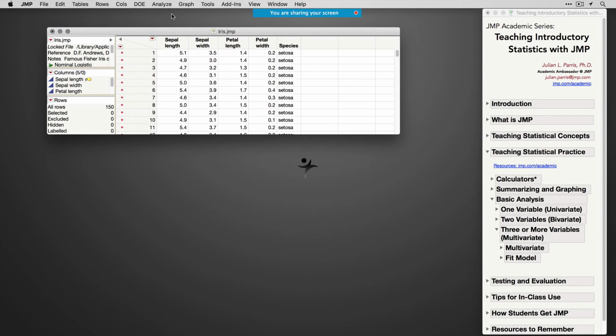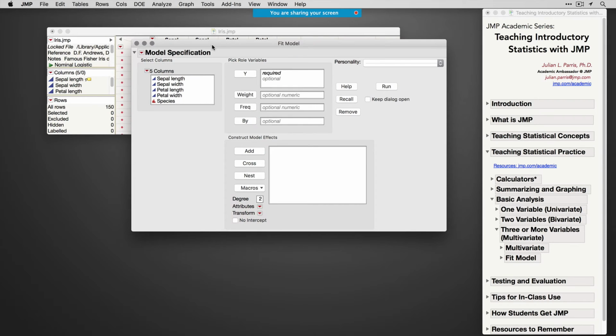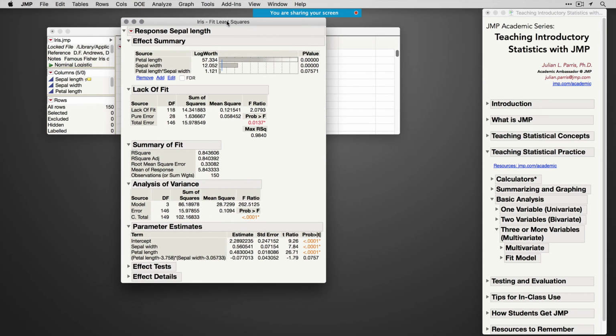So that's multivariate methods. And finally, fit model. So when you're modeling a system with more than two variables, fit model is where you would go. So if you're, let's say, fitting a multiple regression, one variable predicted by two others, plus potentially, let's say, the interaction between the two. So I'll pick one on one side, one on the other, hit cross. Right, so now we can run this multiple regression.